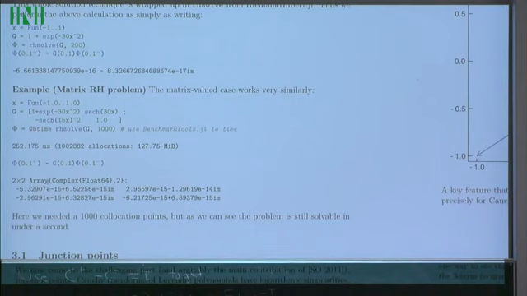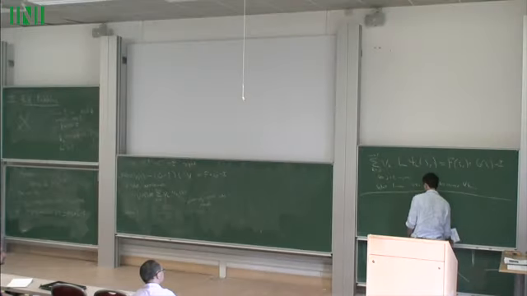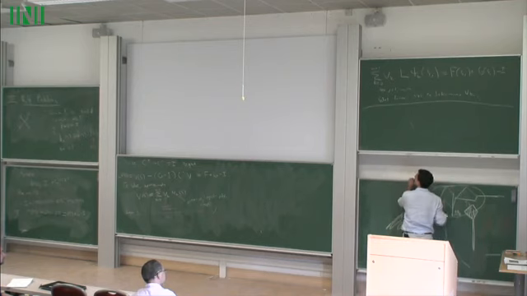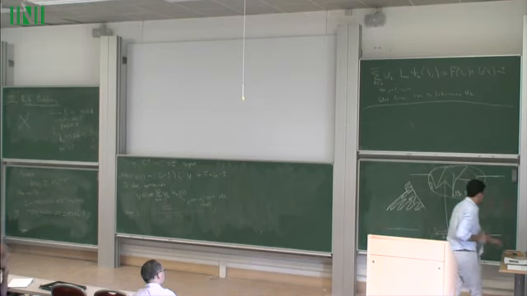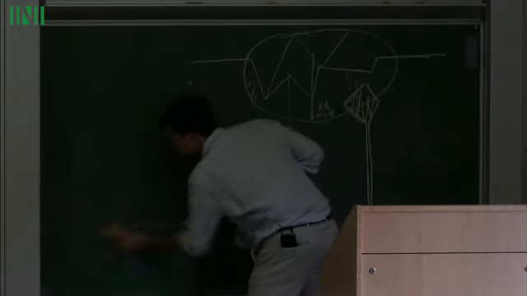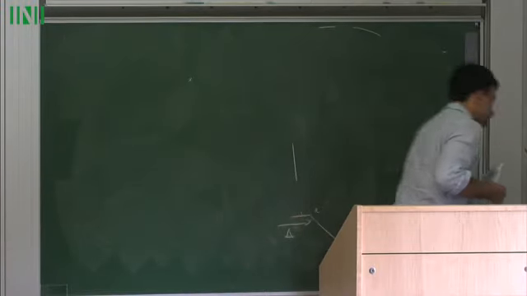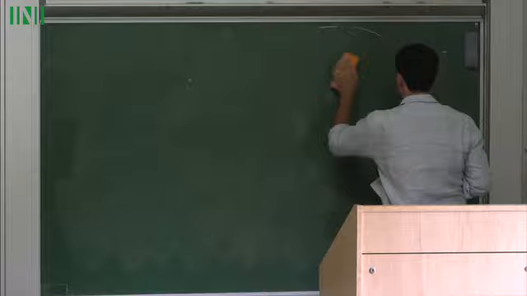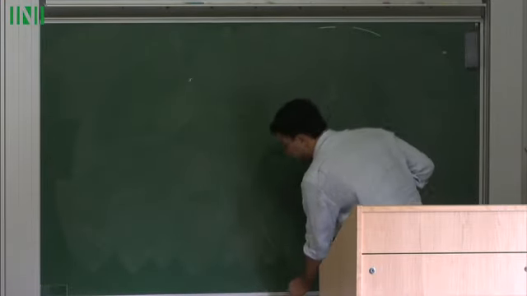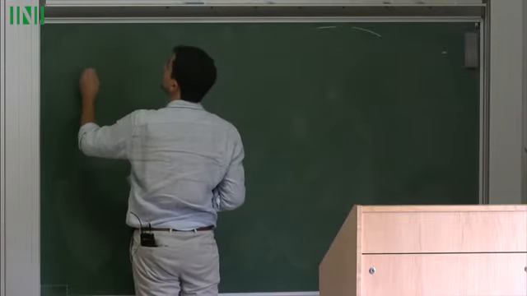So at least in the scalar and matrix cases, when you have a single interval, everything proceeds straightforwardly. Now, why is it more complicated when we have junctions? So now we're going to consider junction points.